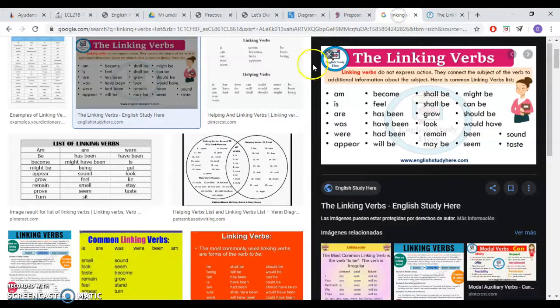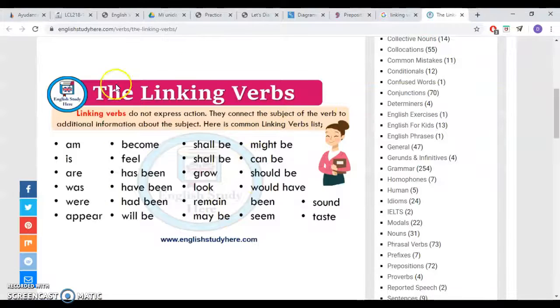As for linking verbs, there are many lists that you can look up on the internet. The majority of them are variations of the verb to be, and we go from appear, become, feel, more variations, look, grow, remain. Okay, so what do linking verbs do? They don't express action, as you can read here. They connect the subject of the verb to additional information about the subject.